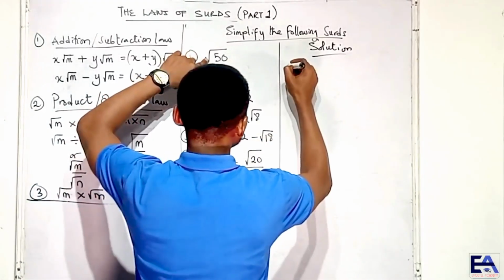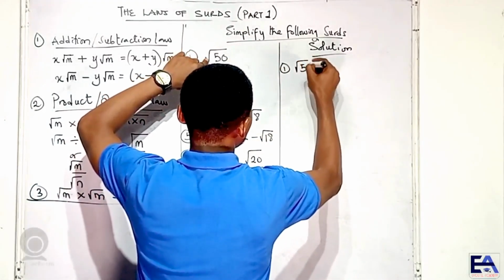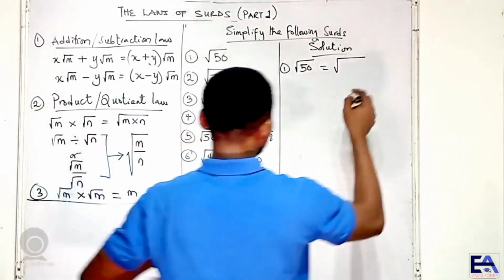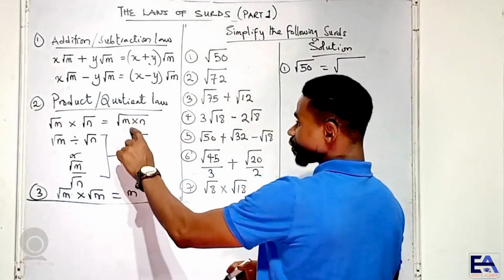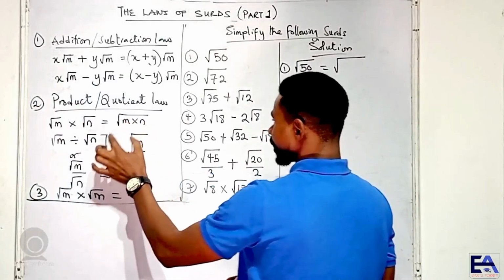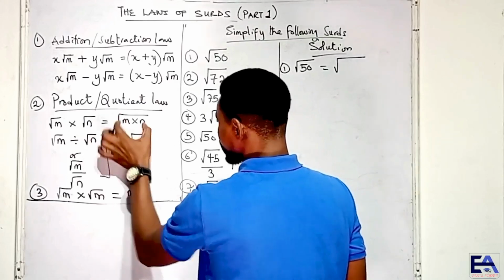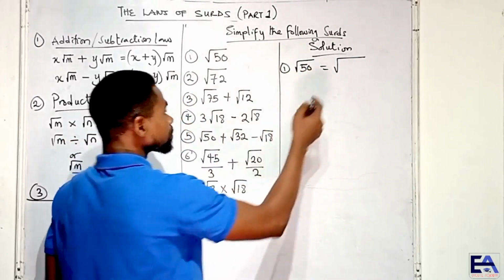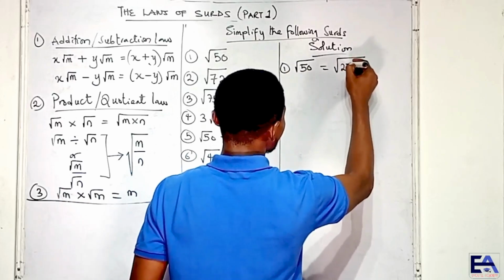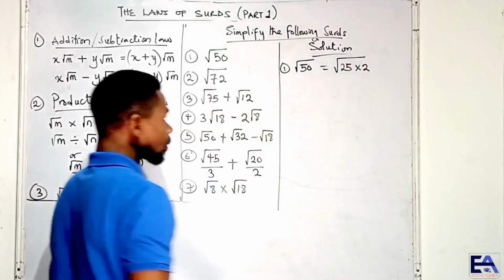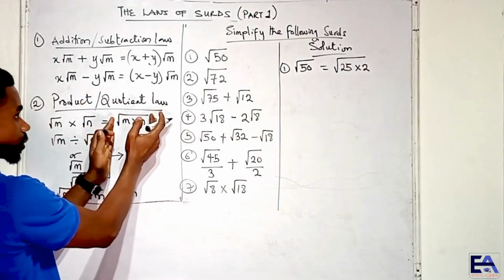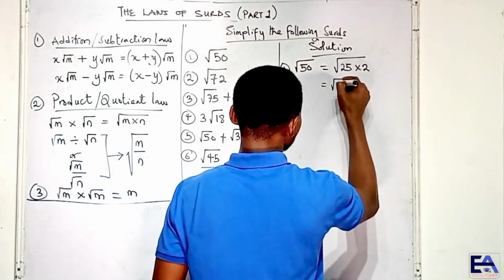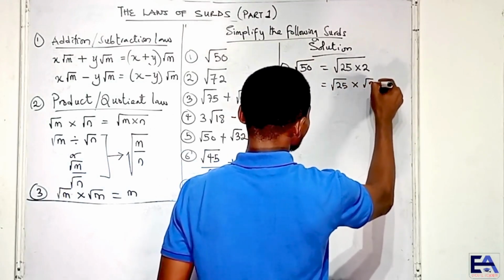So now, having root 50, we can just break it down, using this law of multiplication, we can reverse the law. We can reverse it from something of this form into something like this, just the backward. Okay, so we have root 50. We can make it to be like root 25 times 2, so that we can have something of this nature. Then we now split it into root 25 multiplied by root 2.